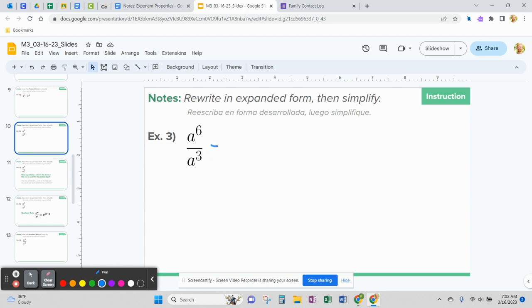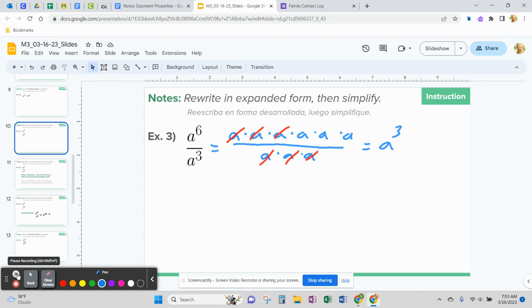So if I'm rewriting this, it looks like I have a to the 6th up top. So I have 6 a's multiplied together, 4, 5, 6. And on bottom, I have a to the 3rd, so a times a times a. Then to simplify, we can cross off any pairs that show up on top and bottom. So looks like we have 1 pair, 2 pair, 3 pair, and I'm just left with a to the 3rd power up top.